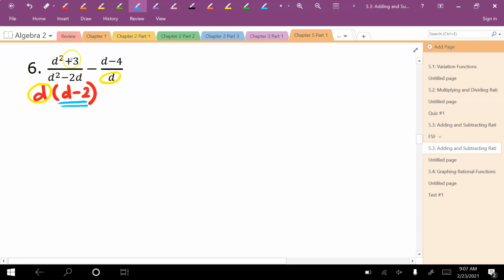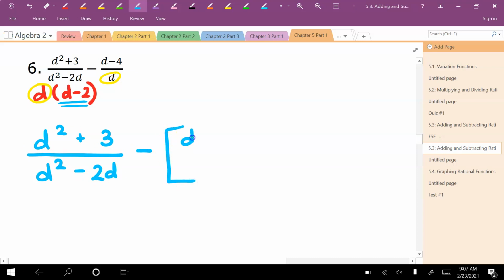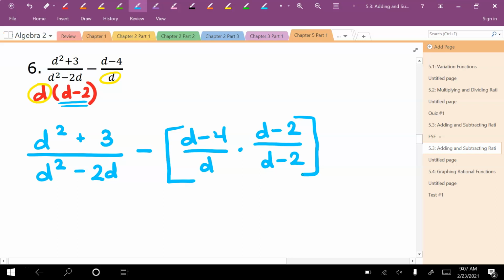So I'm not going to do anything to my first fraction. But for that second one, we're going to have to multiply by a d minus 2. Now when you do that on the second one here, on the top, you will have to FOIL this. You have to do your first, your outside, your inside, your last. You guys did that a couple chapters ago with those multiplying polynomials. So the first fraction is going to stay the same.